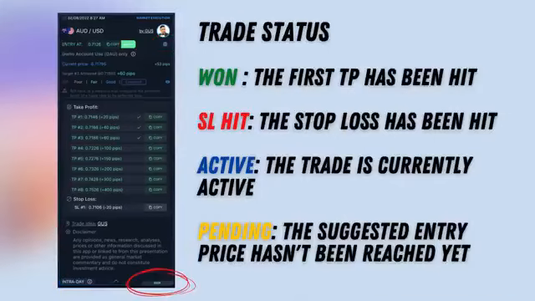Now, the trade status is always at the bottom right. You want to make sure you look at this because this tells you where the trade currently is. If it says won, the first take profit has been hit. If you see SL hit, that means the stop loss has been hit. When you see a blue active, that means the trade is currently active, pending a win or a stop loss hit. And then if it says pending, that means that the suggested entry price hasn't been reached yet.